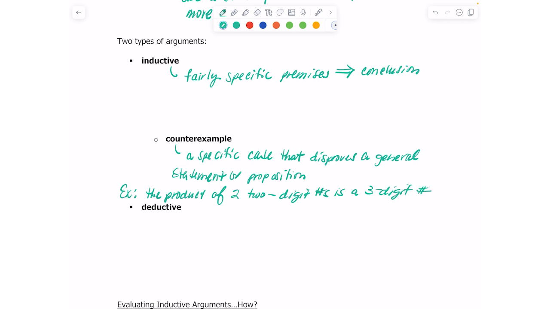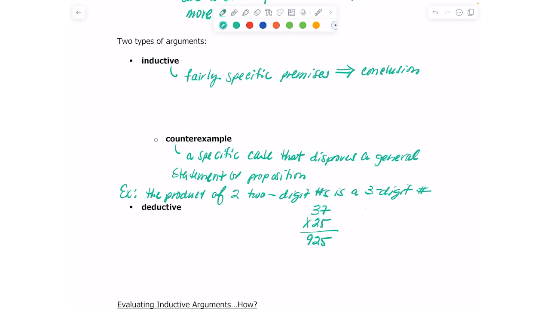Okay, so you might look at two numbers that are two digits, like 37, and then multiply that by 25. So you've got two two-digit numbers multiplied together, give you a three-digit number. Now, is that always going to happen? Okay, so if I can disprove it, I've found a counterexample.